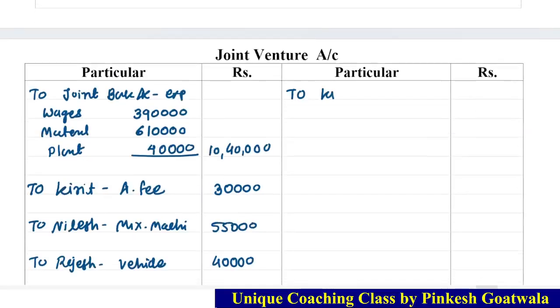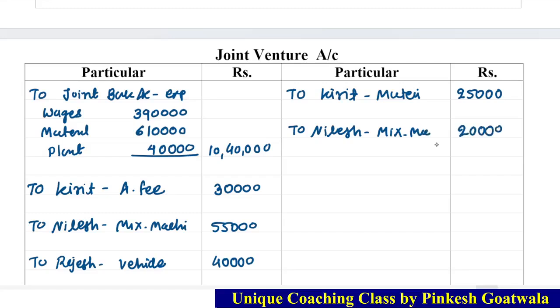To Kirit, material 25,000. Then to Nilesh, mixture machine 20,000. And then to Rajesh, vehicle લઈ જાય છે, 30,000. Okay.